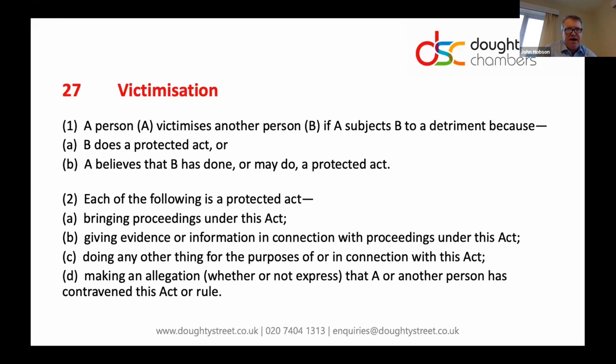Victimisation, and again, it's a separate and distinct aspect within the Act. A victimises B if they subject B to a detriment because B does a protected act or A believes B has done or may do a protected act. And then setting out the protected acts: bringing proceedings, giving evidence or information in connection with proceedings, doing anything for the purposes of or in connection with this Act, making an allegation, whether express or not, that A or another person has contravened the Equality Act, and or indeed the victimisation rule.